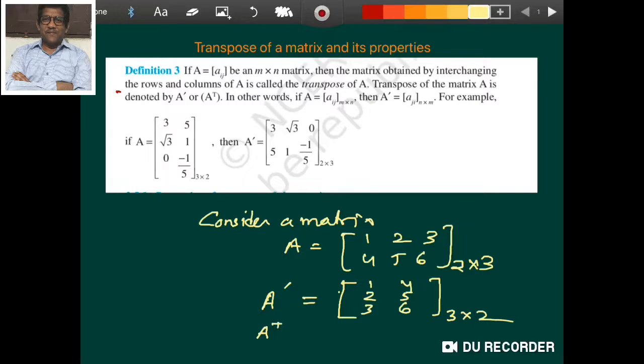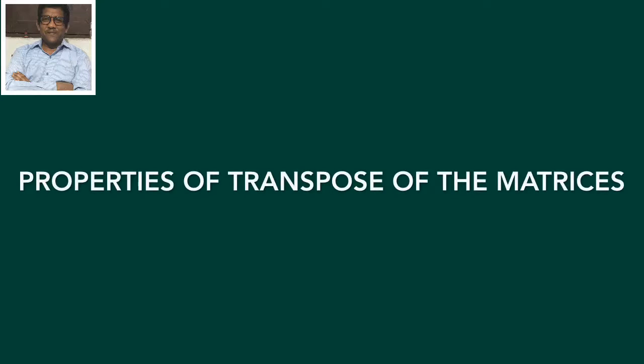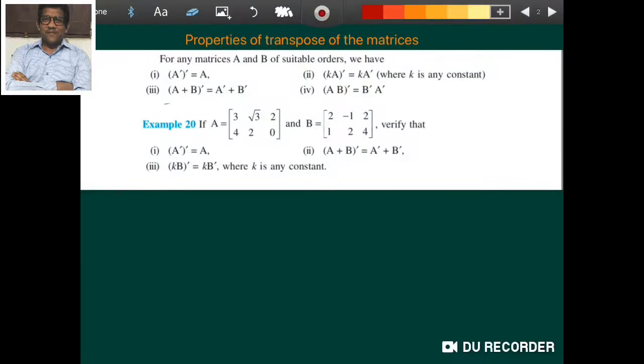Now we define the transpose of a matrix. If A is equal to [a_ij], an m cross n matrix, then the matrix obtained by interchanging the rows and columns of A is called the transpose of A. It is denoted by A dash or A T. Now we are going to discuss the properties of the transpose of matrices.